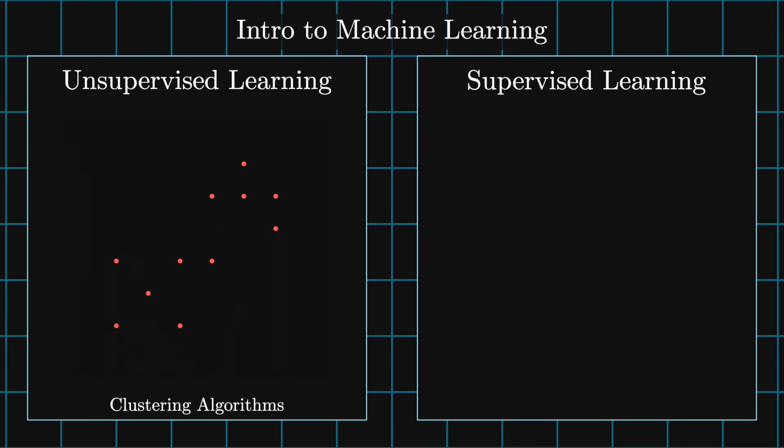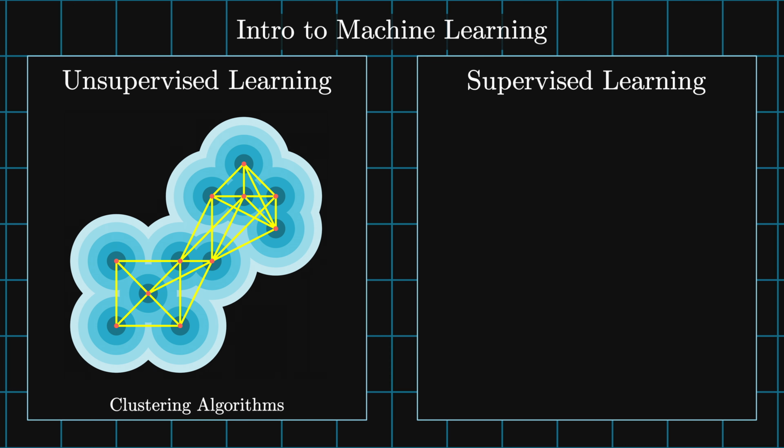There are many different clustering algorithms. Some are based on proximity, and others on more abstract definitions of connectivity using graph-theoretic methods. Clustering algorithms are useful for things such as tracking the spread of a disease, analyzing social networks, and image segmentation.